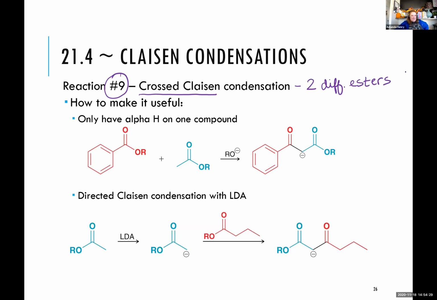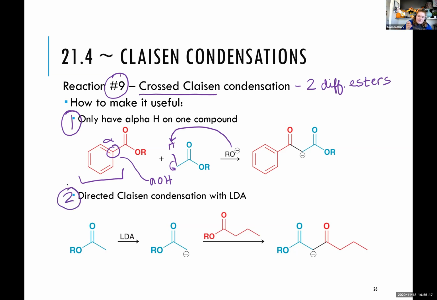But the same 2 ways that we minimize the products within a crossed aldol are the same 2 ways that we can minimize products within a crossed Claisen. So that first way is to have only one of the compounds with alpha hydrogens. Again, we're seeing benzene being used for that purpose, because right there on that alpha carbon, there's no hydrogens. So when we react that base, that's the only alpha carbon with hydrogens. So it minimizes our products.